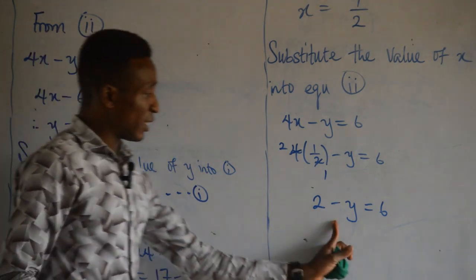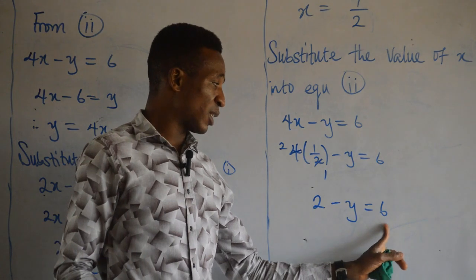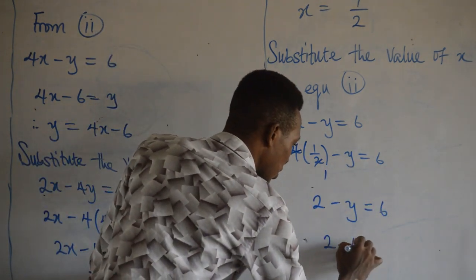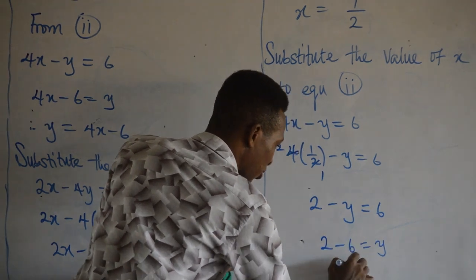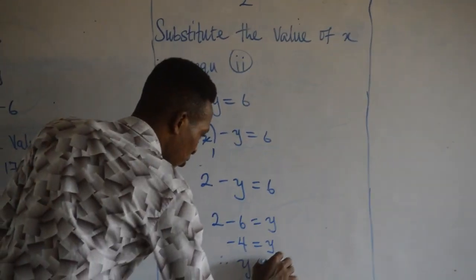If I want to do that here, that means this y crosses to the other side, then this 6 becomes minus 6. So that means we have 2 minus 6 equals y, then we have minus 4 equals y. Therefore my y equals minus 4.